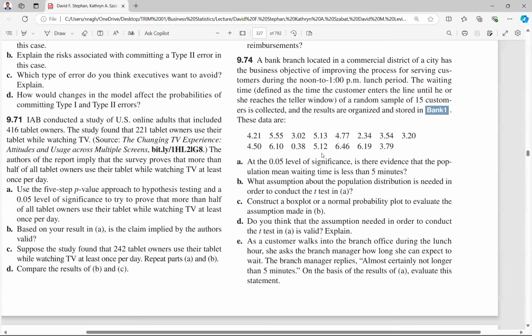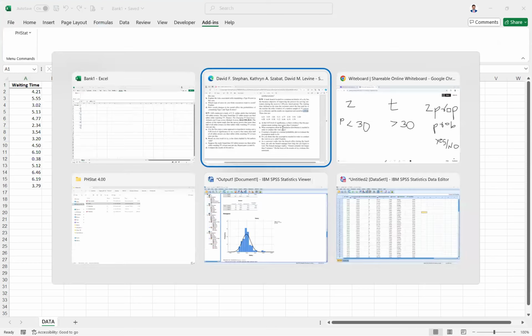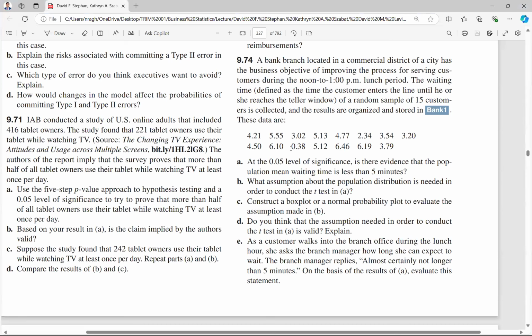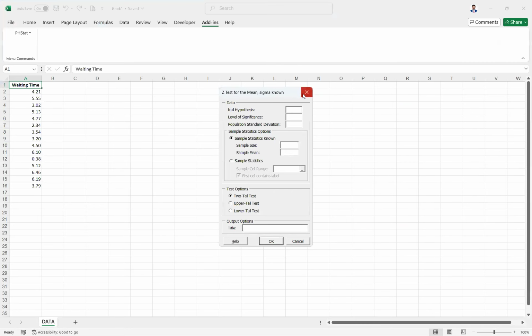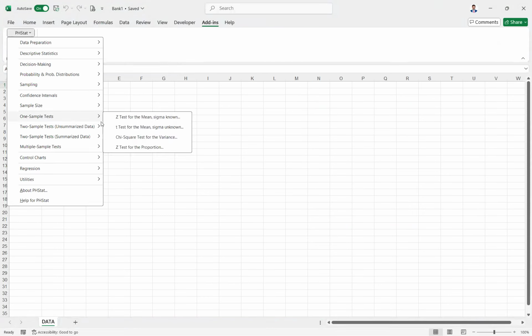First, I have put Z test. In Z test, it is asking me for the population standard deviation. Is it given? Nope, not given in the question, right? Just now we have read the question. In the question, it is not given. That means what? We cannot do Z test. Then close it. Come back again. One sample T test. What is left?